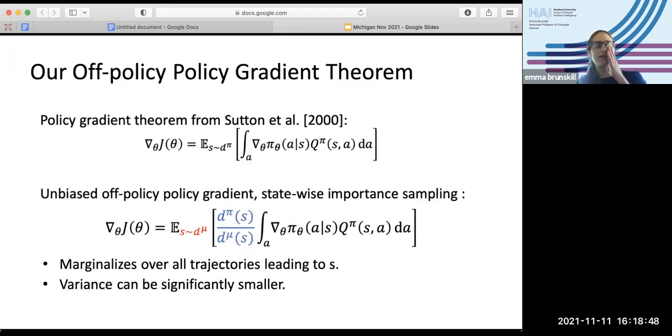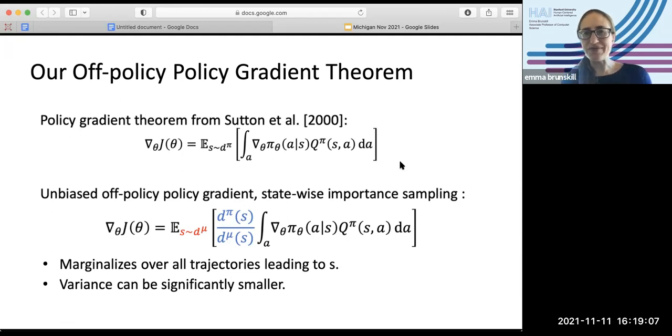So what we pointed out is that we could use this also for policy optimization. We can get an unbiased estimate of the policy gradient by doing this state-wise importance sampling. So we don't have to do this at the full trajectory level, but we could do it over just the stationary distribution.